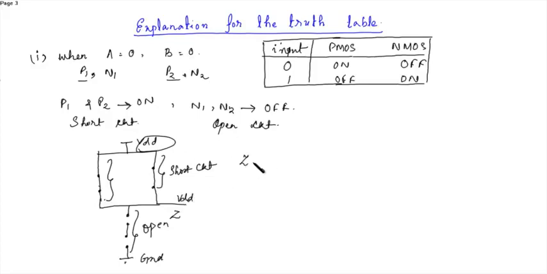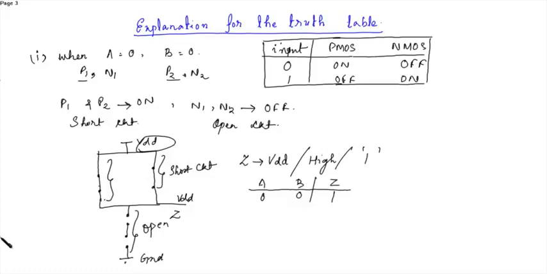So Z gives the value of VDD, or you can say it gives a high value. So in our case, high value is represented by 1. So when input A is 0 and B is 0, the output Z will be equal to 1.